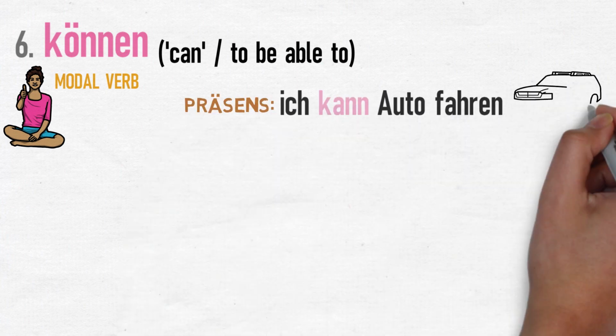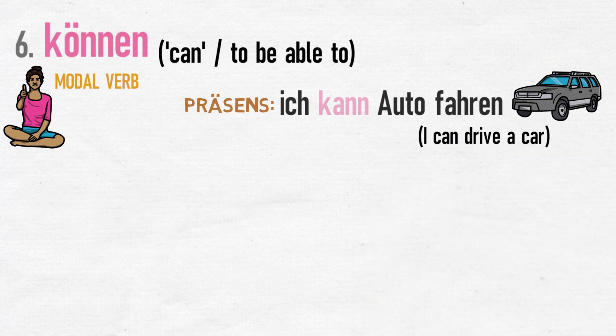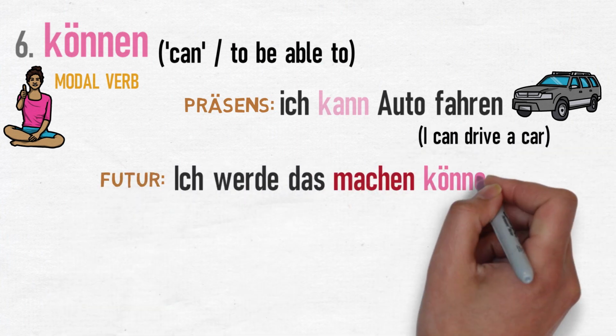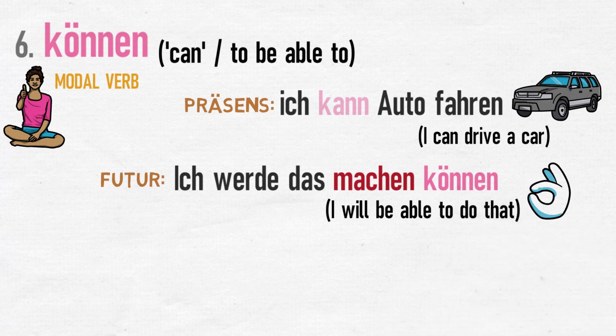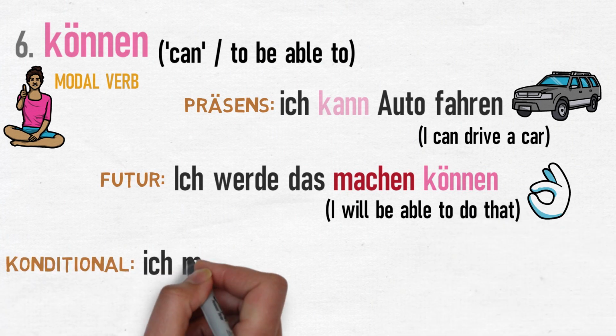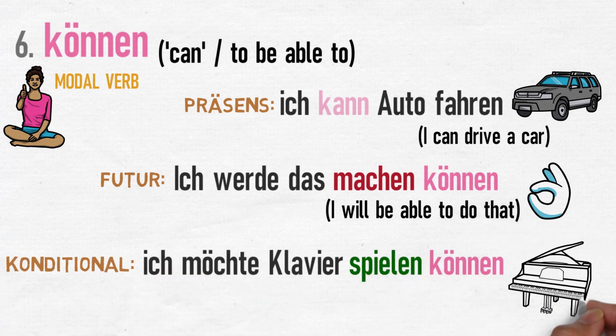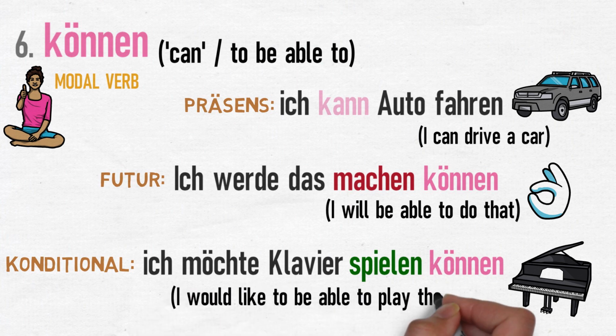Ich kann Auto fahren. I can drive a car. Ich werde das machen können. I will be able to do that. Ich möchte Klavier spielen können. I would like to be able to play the piano.